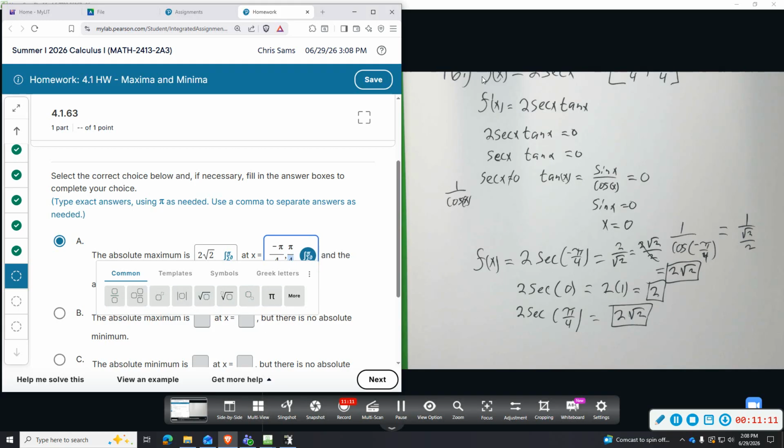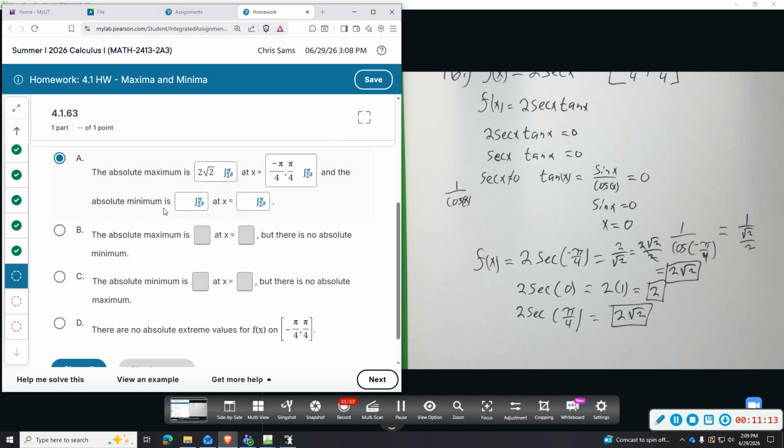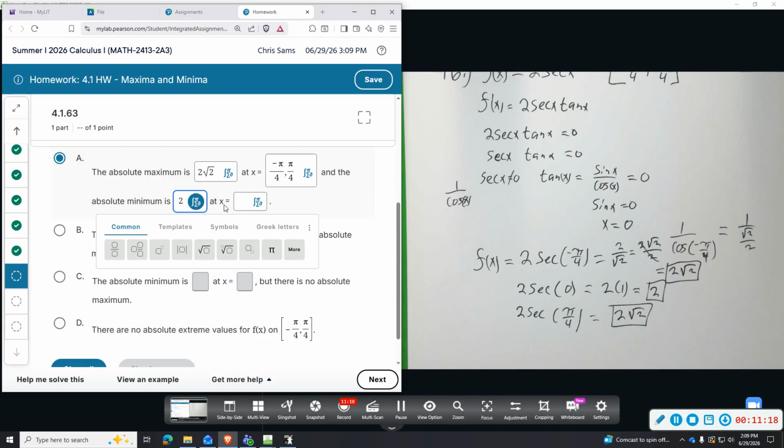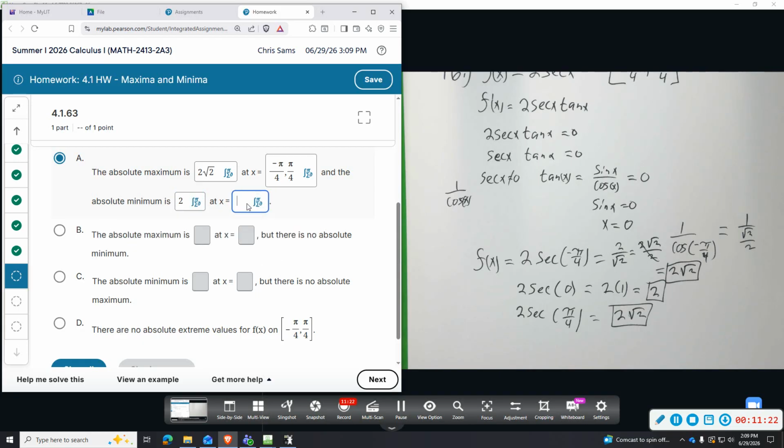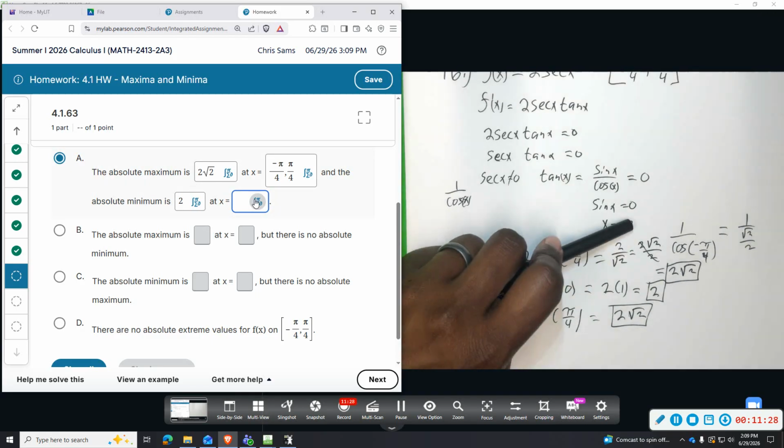Both of those endpoints give us the same, and our absolute minimum is 2, and that happens. 2 occurs when, what was that critical value? When x was 0.